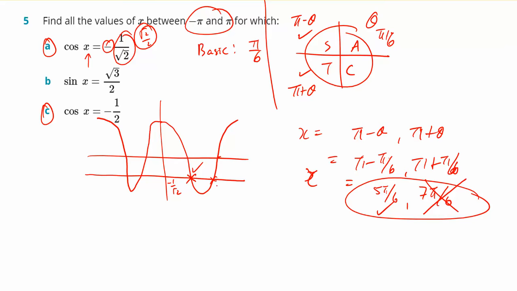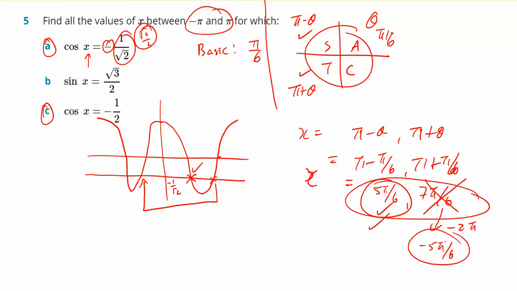If I subtract 2 pi from that solution, I should be able to get the other solution. So if I subtract 2 pi, which is the same as 12 pi on 6, so if I go 7 minus 12, that is -5 pi on 6. Okay, so I've got my two solutions. One's here and one's there. So this solution here would be -5 pi on 6.